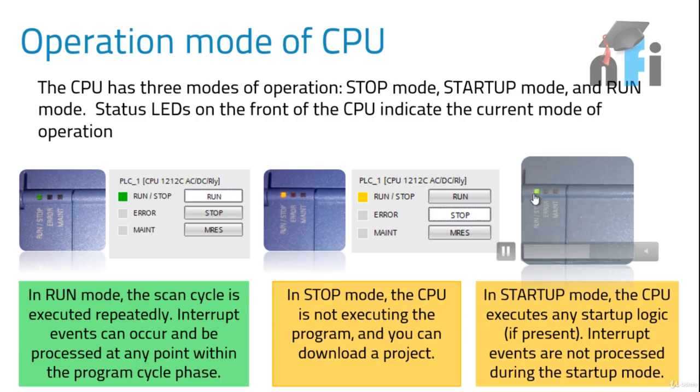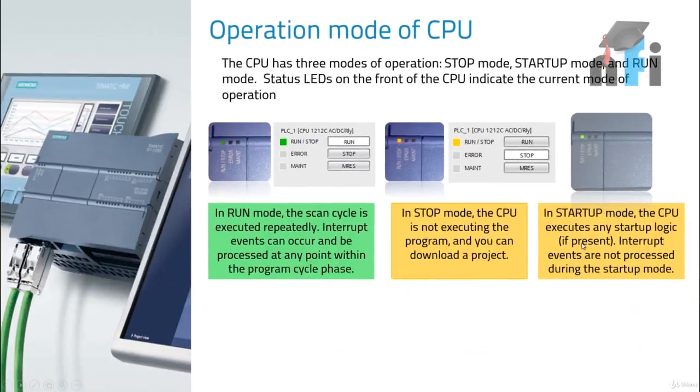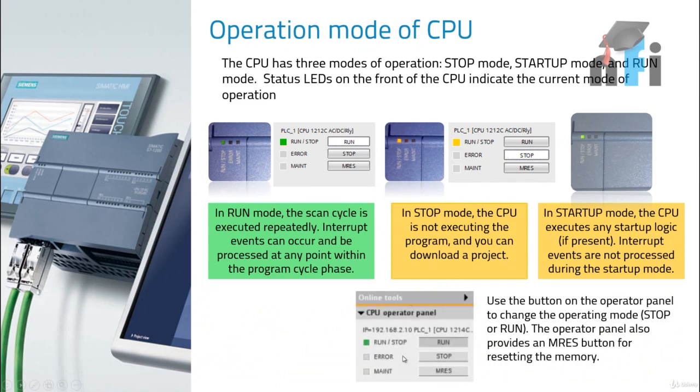So this is the startup mode going on, and now it will go back to run mode. So it goes to green. When it blinks, that is the startup mode, and automatically it switches to run mode. These are the three different modes of PLC, and you can control these three modes using the software in TIA, which we'll see now for the lessons.